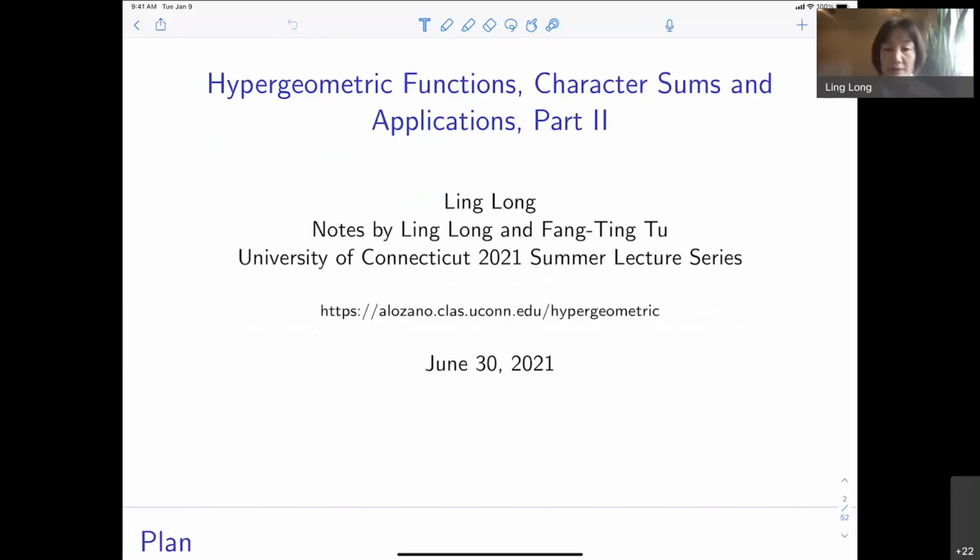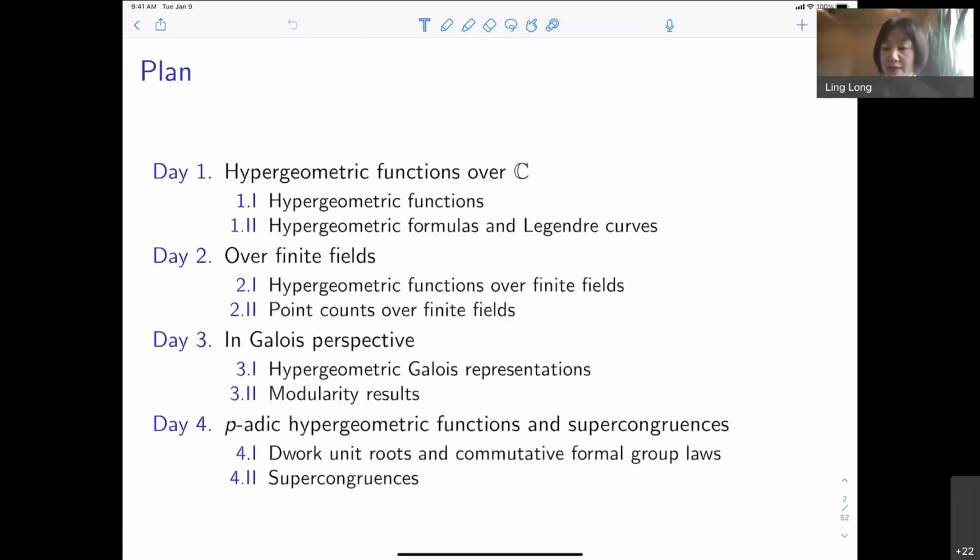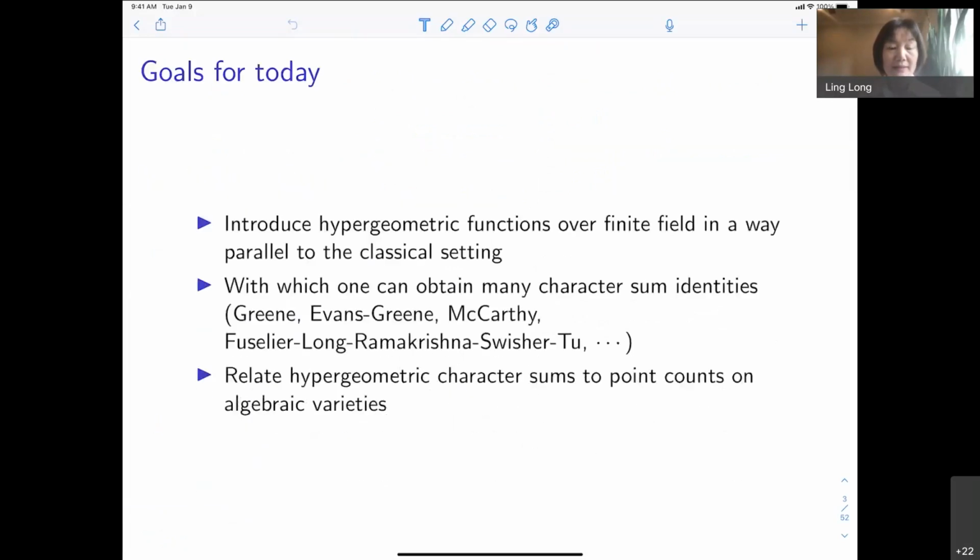Right? So according to the plan, today I'm going to talk about the finite field aspects. A few goals I set up for today's lecture: I'm going to introduce hypergeometric functions over finite fields in a way which is parallel to the classical setting, with which we can attain many character sum identities. Hopefully we're going to use that later. And the second part, I'm going to relate hypergeometric character sums to point counts on algebraic varieties.